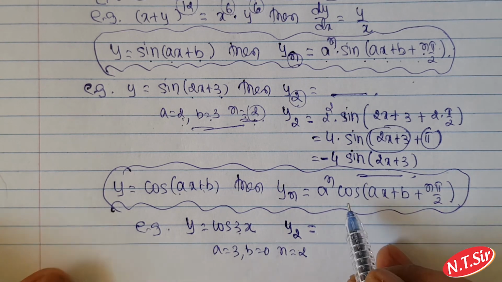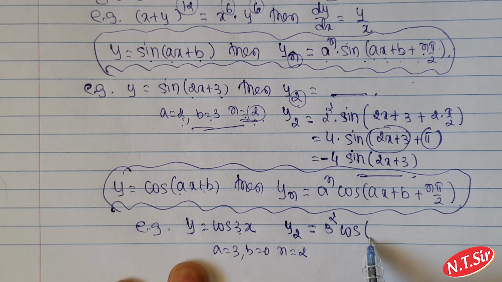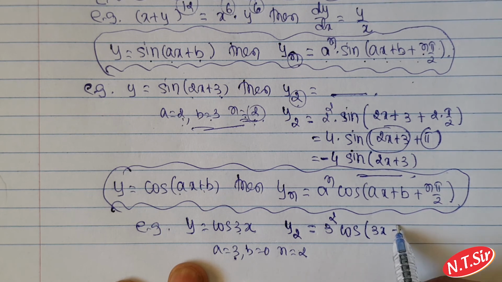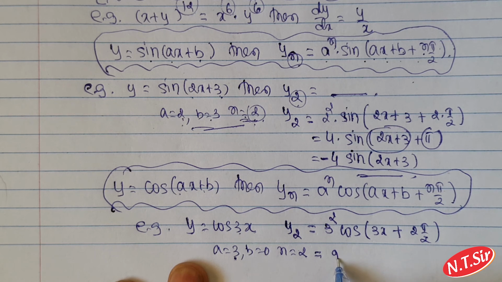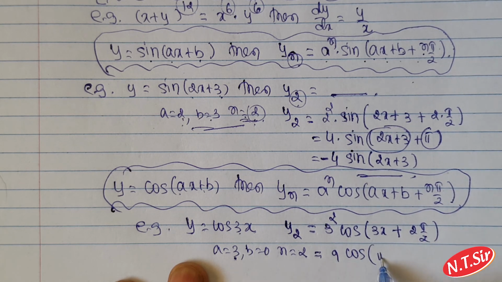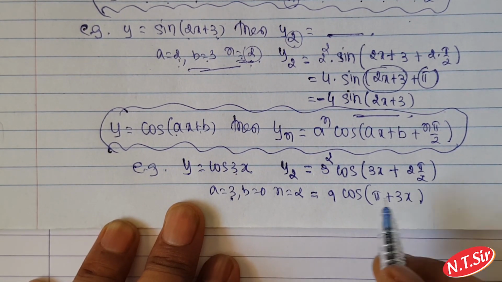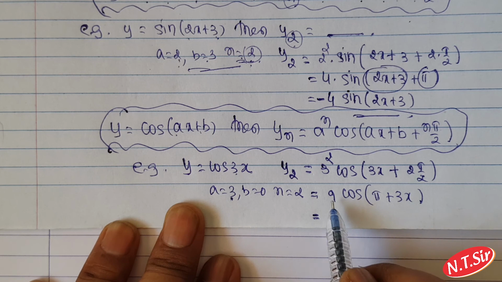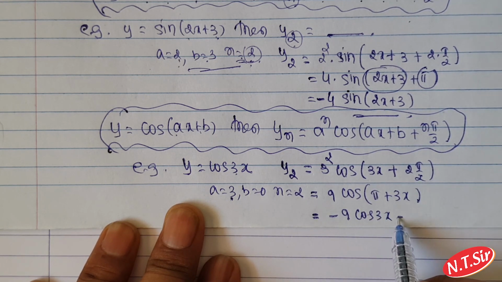So applying this formula, what do we get? 3 squared cos (ax, that is 3x, b is 0, plus n pi by 2, that is 2 pi by 2). Now in 2 pi by 2, the 2s cancel. So your answer will be 9 cos (pi plus 3x). Now cos (pi plus 3x) is in the third quadrant, where it is negative. So your answer will be minus 9 cos 3x.